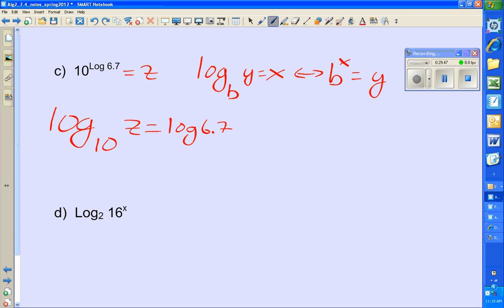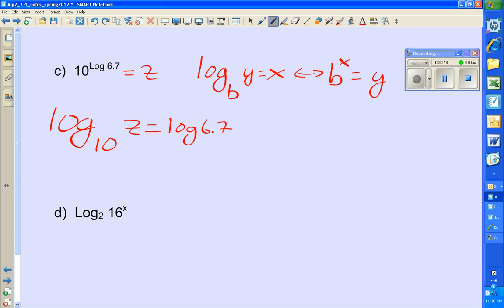You have to be able to manipulate this back and forth, back and forth, back and forth. Log base b of y equals x. This is what we do. This is how it works. This is all I'm talking about right here. We stop right here. All I did was use the definition of a log. I haven't finished anything. Right?